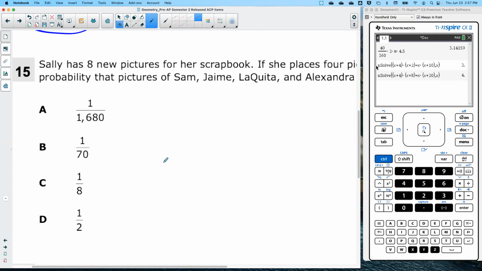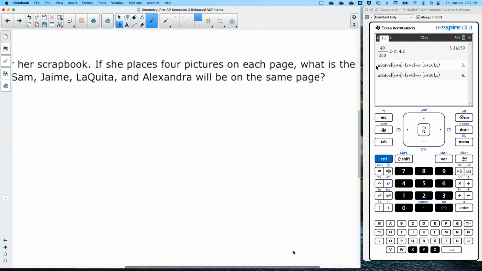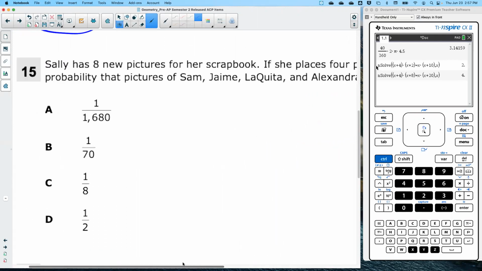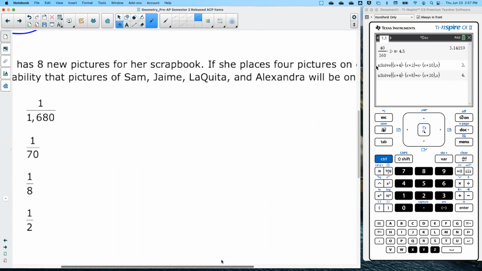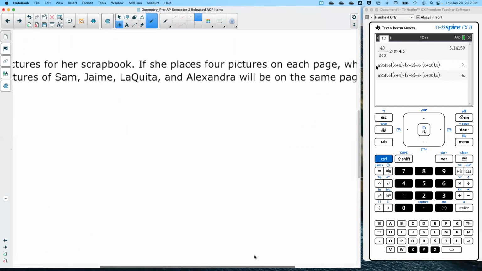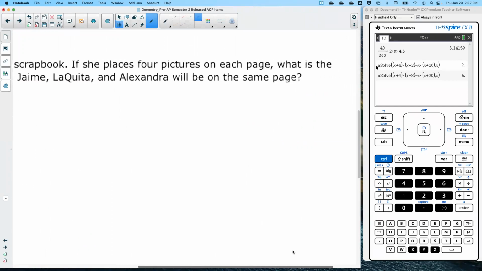Valerie has 8 new pictures for her scrapbook. If she places 4 pictures on each page, what is the probability that pictures of Sam, Jamie, Lita, and Alexandra? That seems like algebra.